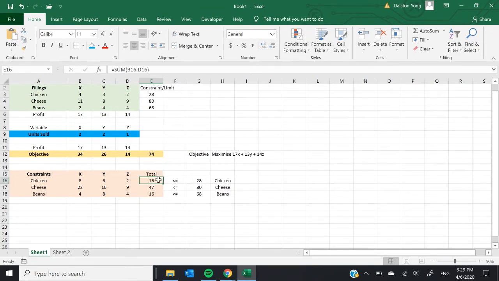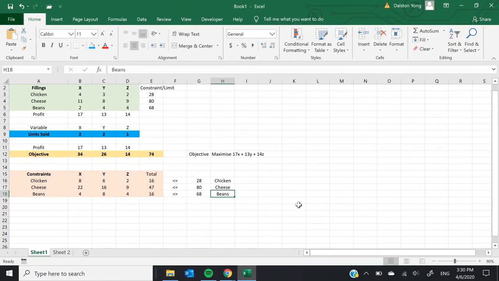So this is effectively the sum of everything: the sum of the number of chickens we need, the number of cheese we need, and the number of beans we need. So the way we put it this way, right? This tells us that at the end of the day, our total number of chicken used must be less than or equal to 28, number of cheese less than or equal to 80, and likewise for beans.